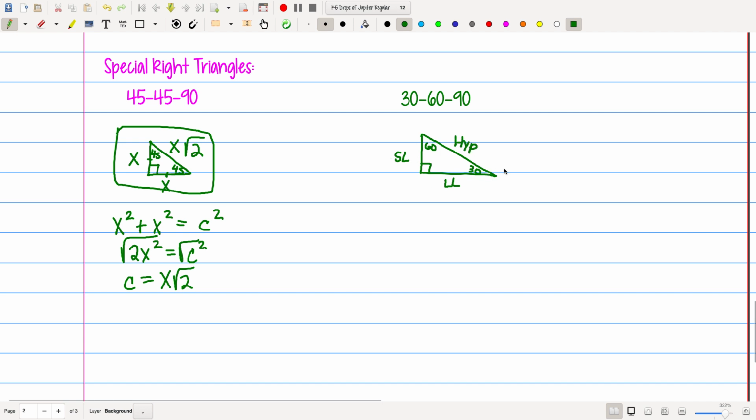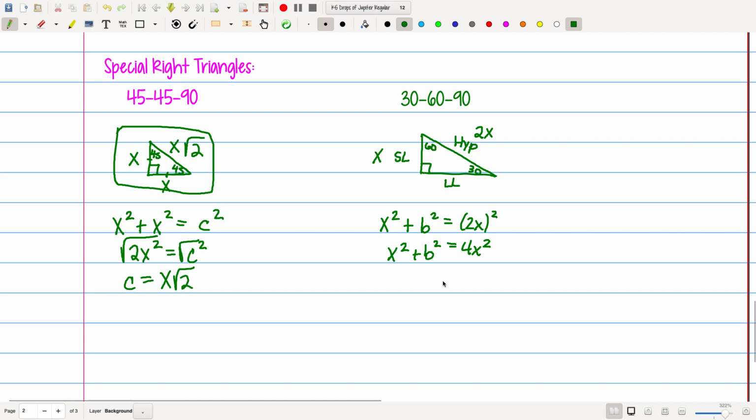Now, to get you started, I will tell you that your short leg is going to be your x. Your hypotenuse is twice that. Okay, so we need to find the long leg. So I'm going to use the letter b for that. So for the Pythagorean theorem, I've got x squared plus b squared equals, when I square 2x, I'm going to get 4x squared.